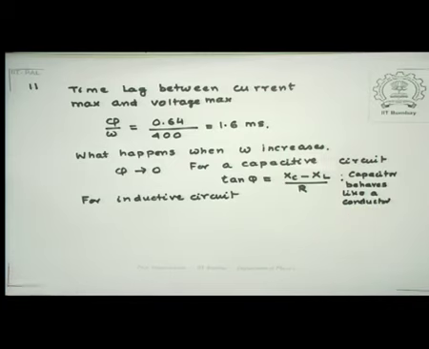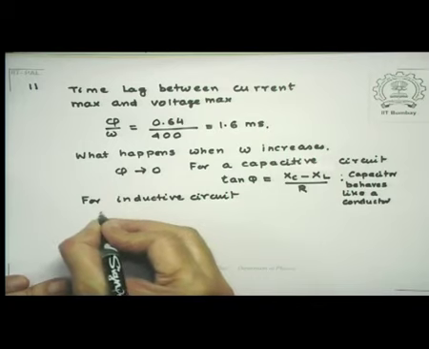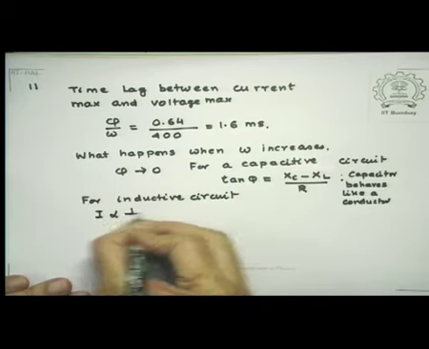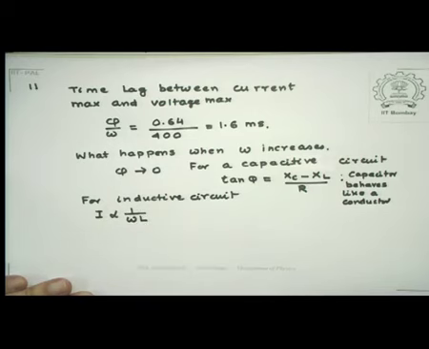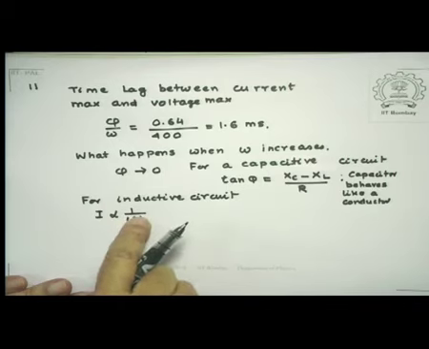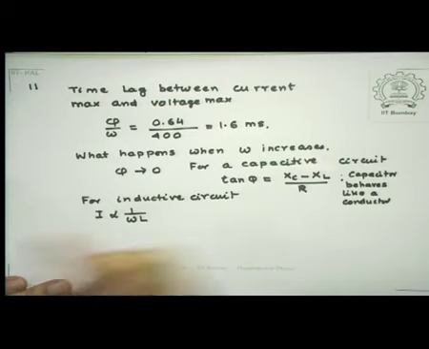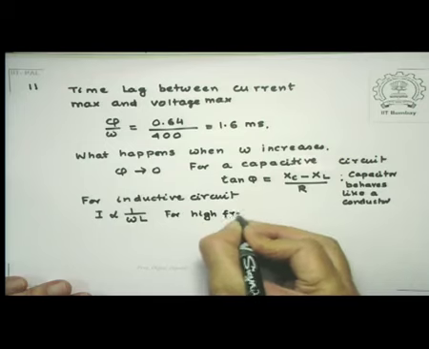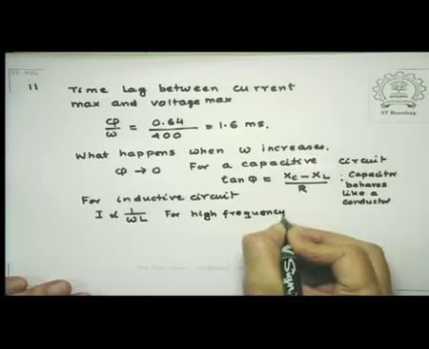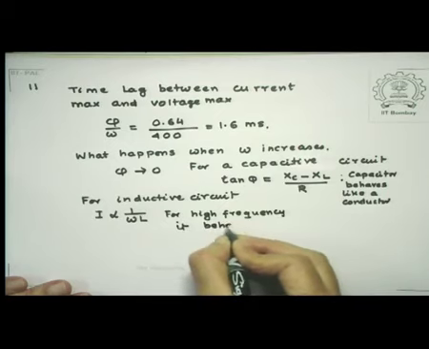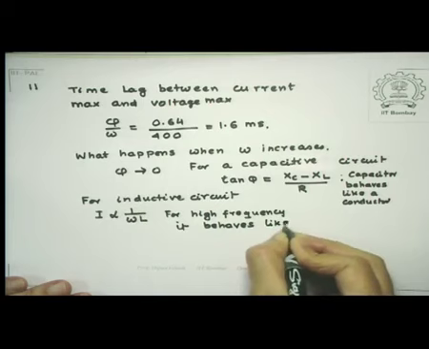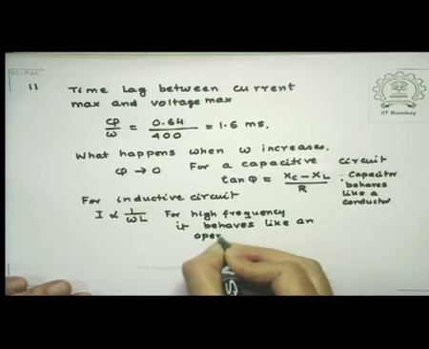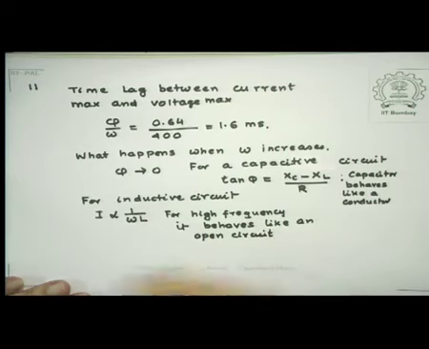For an inductive circuit, on the other hand, the current magnitude is proportional to 1 over omega L. Exactly the reverse occurs because as omega increases, the circuit essentially behaves like an open circuit. So, for high frequency, and of course, reverse is true if you have essentially a DC passing through.